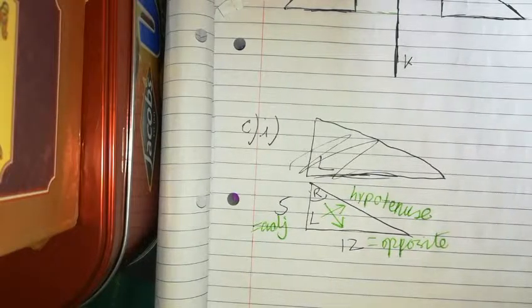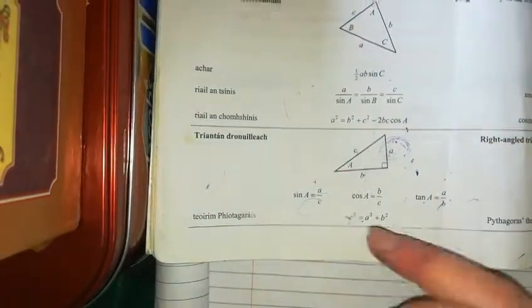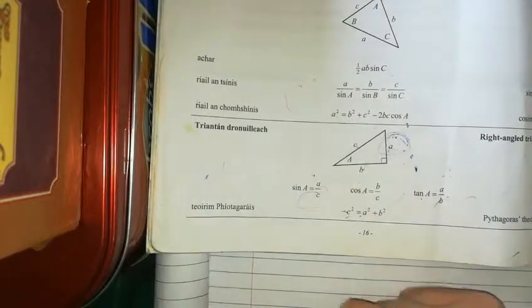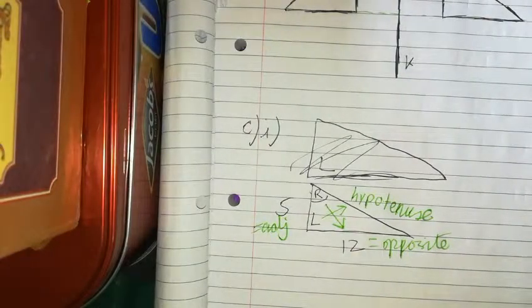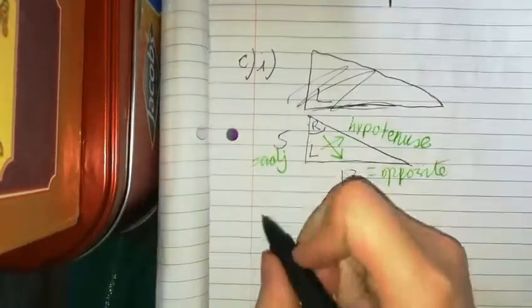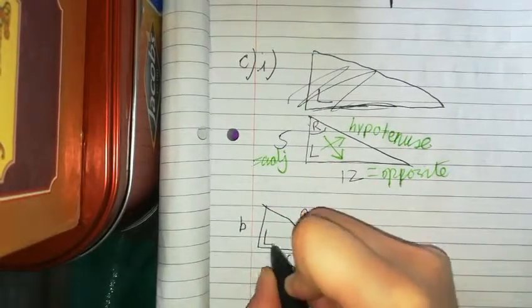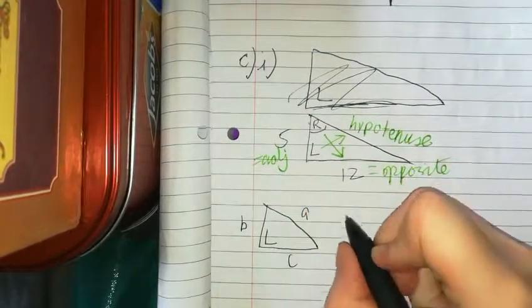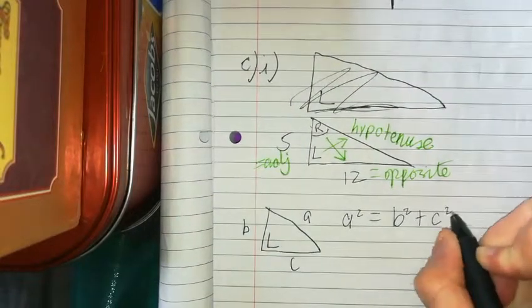Then we're asked to use the theorem of Pythagoras to find the length of the hypotenuse of this triangle. The theorem of Pythagoras is actually in our log tables, but I would recommend knowing it as well. It states that the hypotenuse squared is equal to the sum of the squares of the other two sides. Say we have a triangle A, B, C. A is my hypotenuse, so A squared is equal to B squared plus C squared.